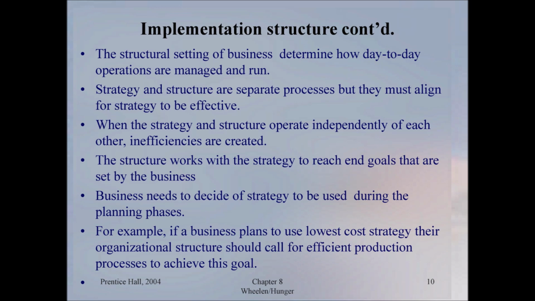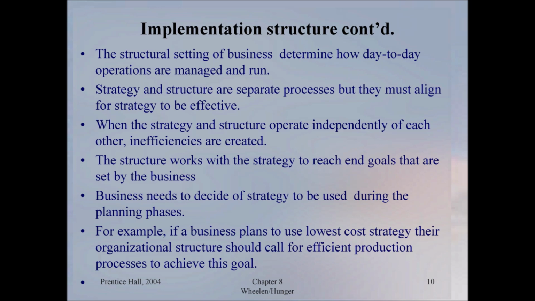So for example, if a business plans to use a lowest cost strategy, the organizational structure should call for efficient production processes to achieve the goal. If you want cost leadership, you can't have a tall organizational structure because that will come with cost. So your strategy and your structure are different, but they should work together in order to allow you to achieve your goal.